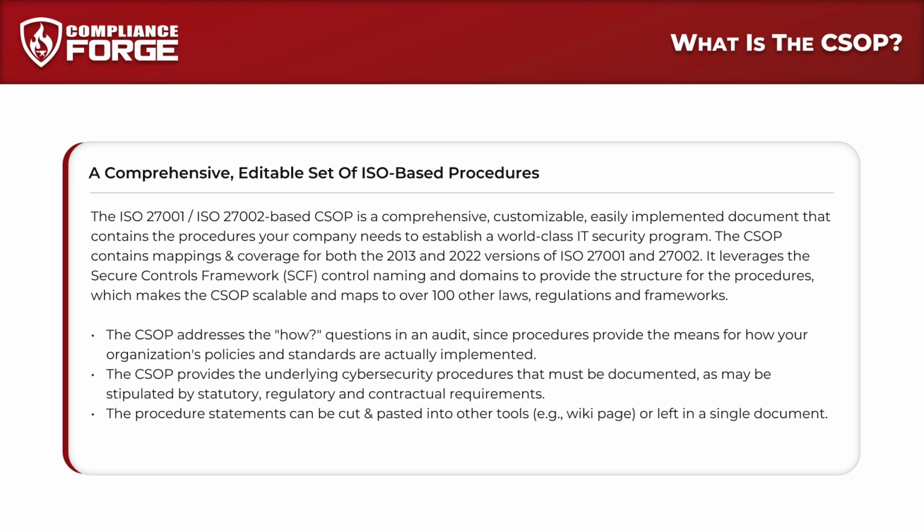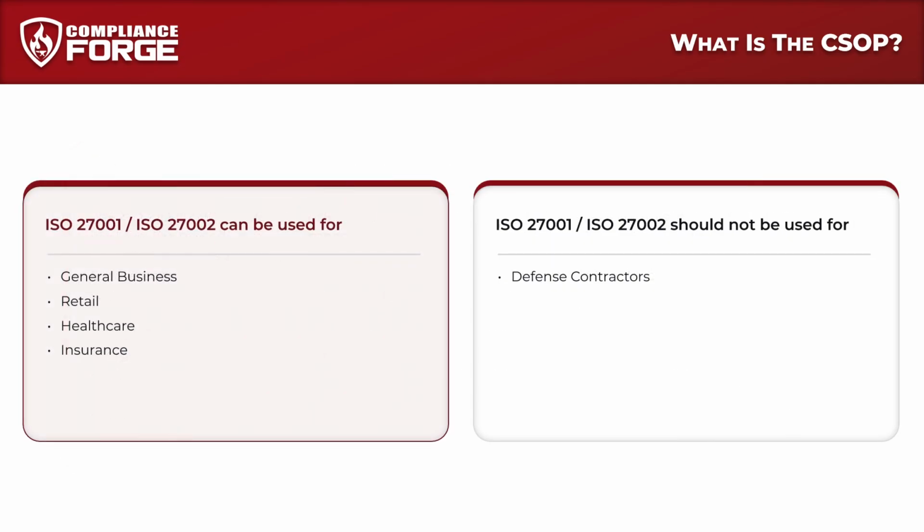ISO 27001 lays out the framework for an information security management system and is the standard organizations can certify against. ISO 27002 provides the actual control details necessary to implement it. The CSOP operationalizes both, making it appropriate for organizations pursuing ISO 27001 certification or simply aligning to ISO 27002 best practices. The product page is specific about who this is for.